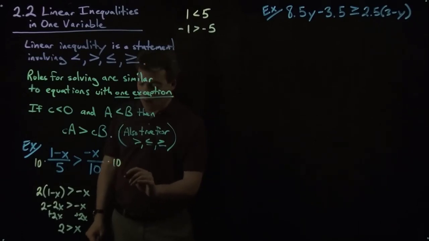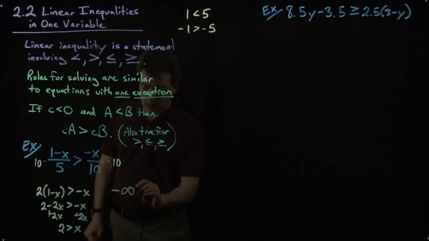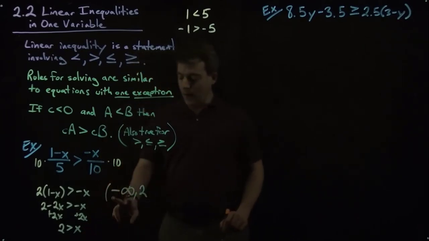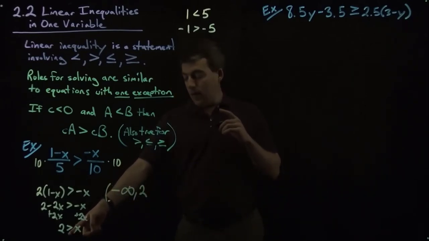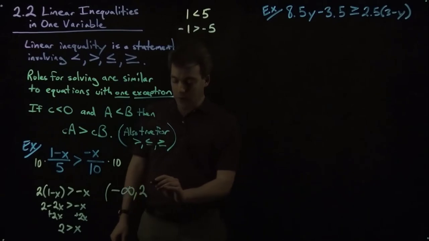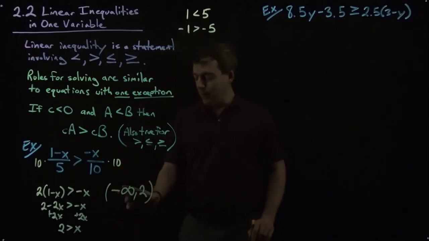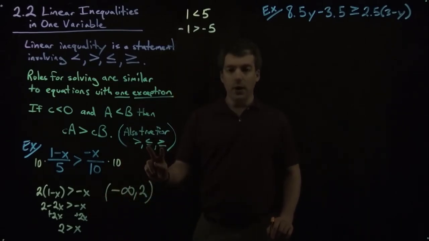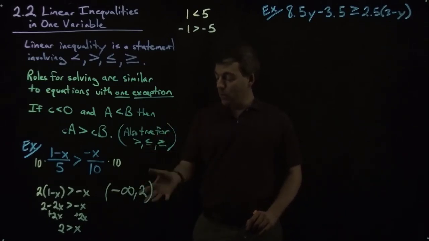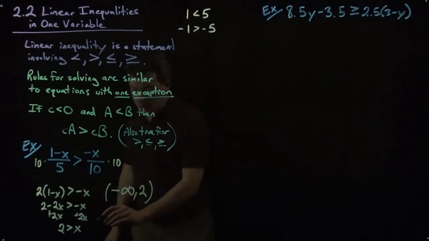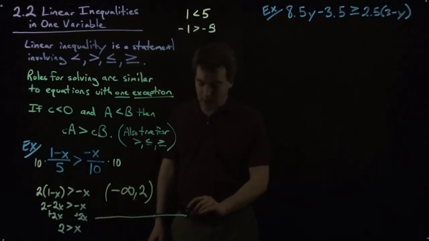So we can write the interval -infinity to 2, parentheses for the infinity always. And then since the inequality is strict, we will use a parenthesis. If it was non-strict, like less than or equal to, greater than or equal to, we'd use a bracket. Okay, another way we could represent the solution set is with a number line.